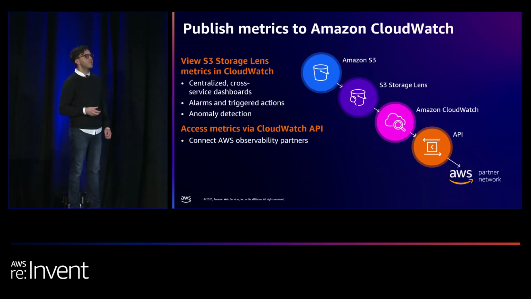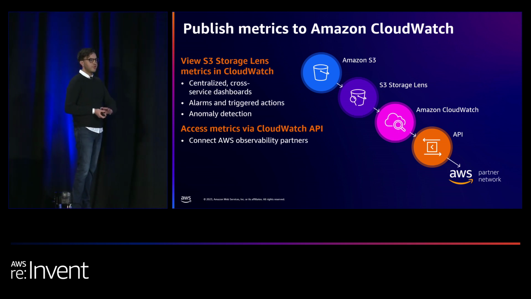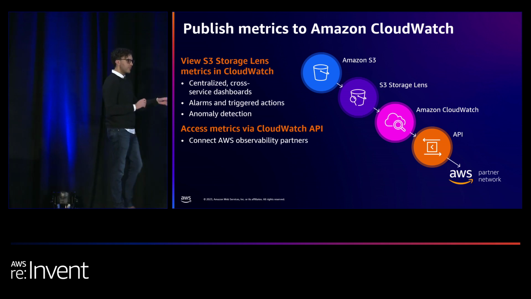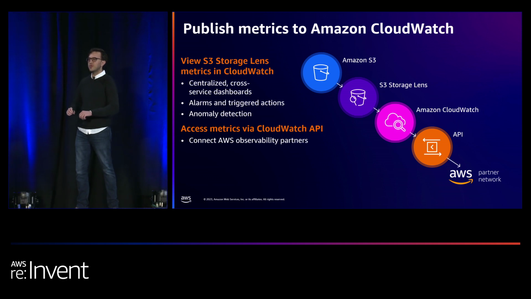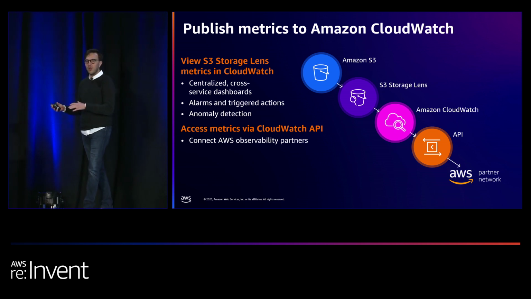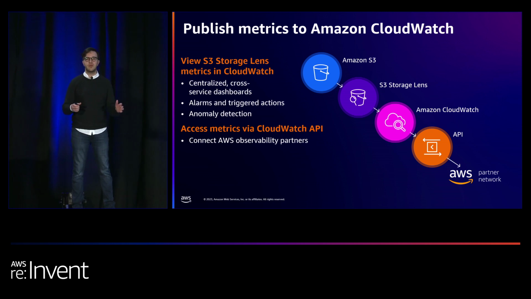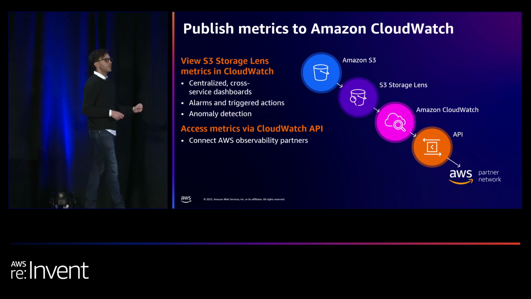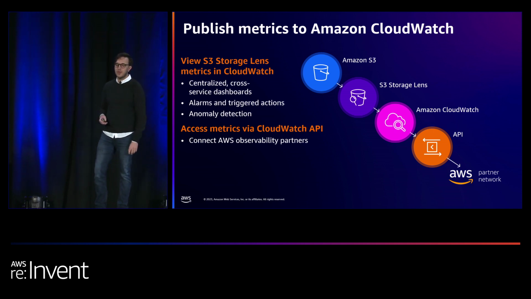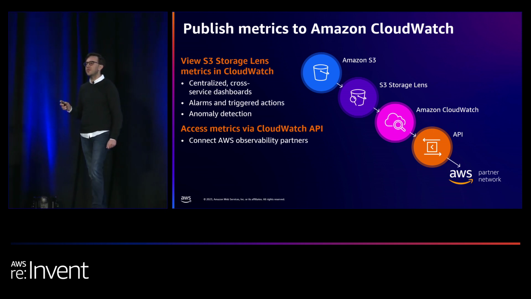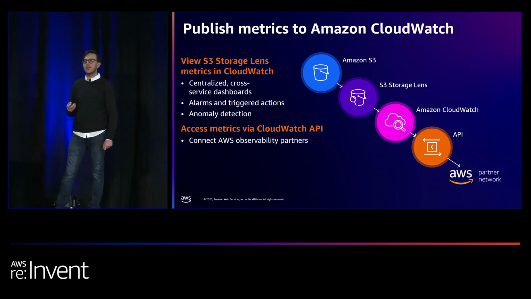Now, in addition to using S3 Storage Lens in the console, you can publish your S3 Storage Lens metrics to CloudWatch. This route is really helpful if you already use CloudWatch today and you want to create a view to monitor your Storage Lens metrics alongside other application metrics using CloudWatch dashboards. There's a really cool thing that you can do in CloudWatch, which is set up notifications using CloudWatch alarms. For example, you can set up an alarm and be notified if there's an increase in the number of incomplete multi-part uploads in a given account.